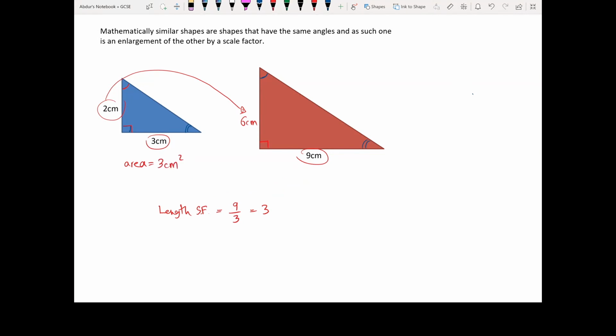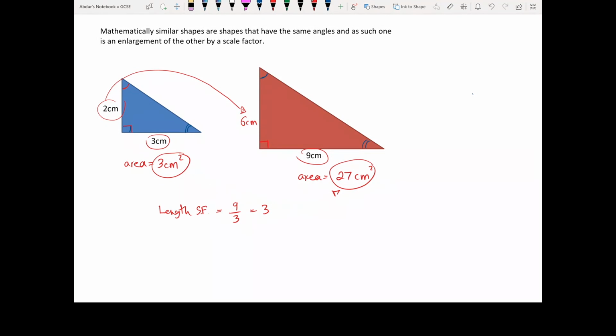Let's take a look at my second one. Its area is 9 times 6 divided by 2. So we've got there 27 centimeters squared. I worked out the area by just doing base times height divided by 2. So now let's take a look at this. Notice here that to go from one shape's area to the second shape's area, it's actually not timesing by the length scale factor, which we had. If I times it by 3, you can see 3 times 3 is 9, so it doesn't get me the 27. So how do I get to the area scale factor?